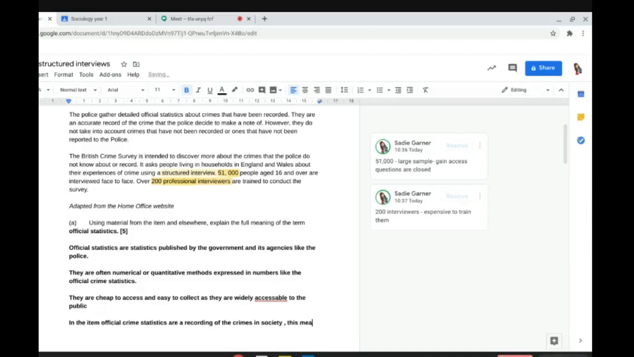This means we can establish key patterns and trends and compare crime rates year on year. That's me showing that I know that we can establish patterns and trends and compare them year on year. So now I've used the item there. I don't just lift, I take an Easter egg or hint in it, and then I add it to it to just develop it. So that's 4 marks.